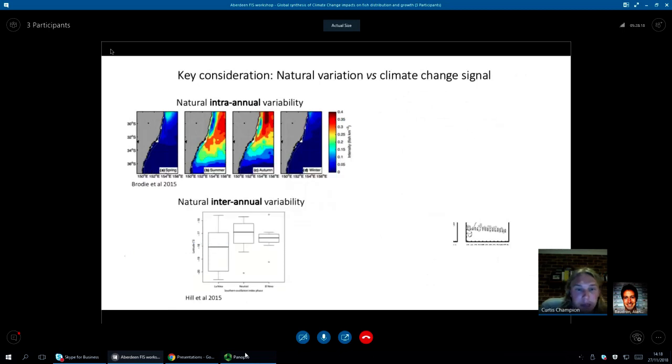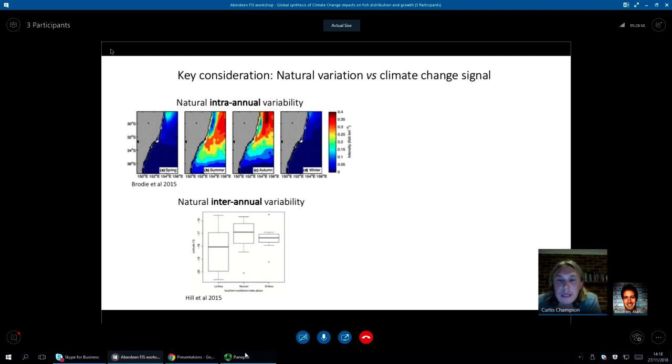The next key consideration that I'd just like to bring up, and it's something that I think is quite important if we're looking to start to attribute distribution shifts in marine fishes to climate change, is the influence of natural climate variability. So of course there's intra-annual variability, so we have seasonal, weekly, monthly natural variability in species distributions. And we also have natural inter-annual variability, so that might come from something like El Nino Southern Oscillation, and that's known to affect the distributions of, say, large pelagic fishes.